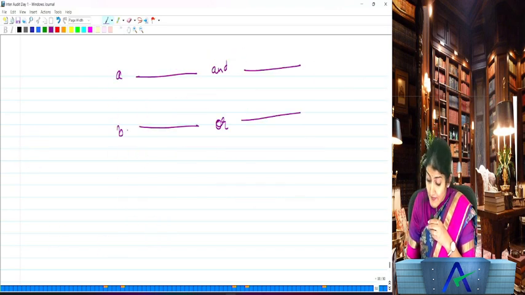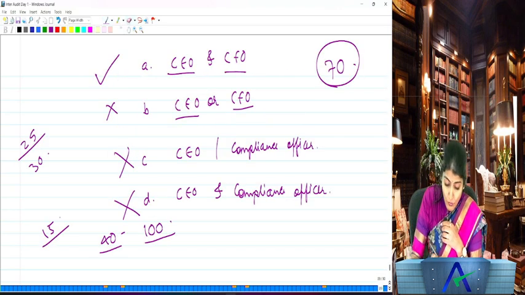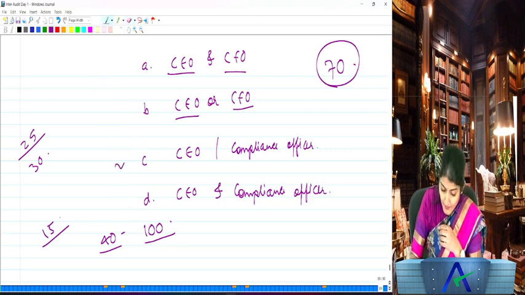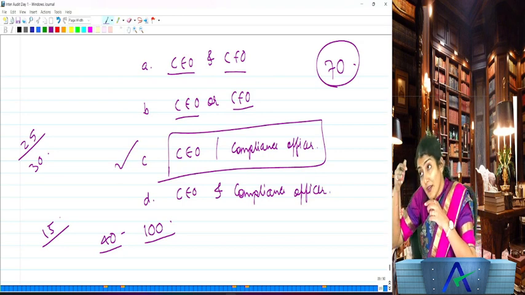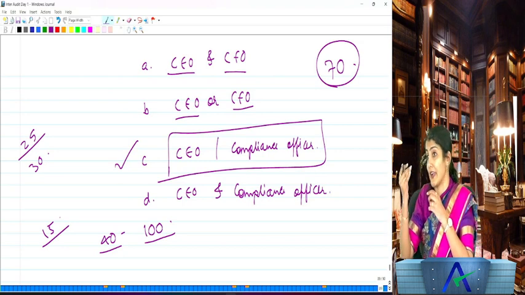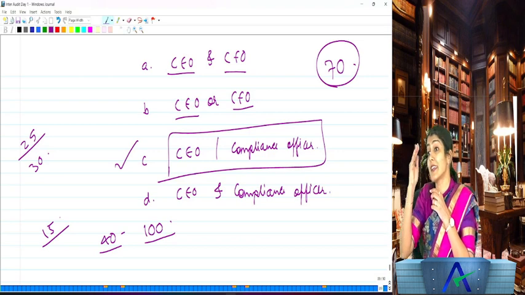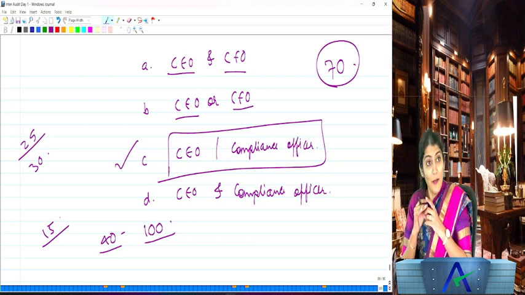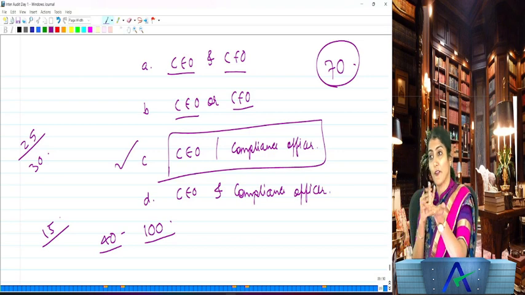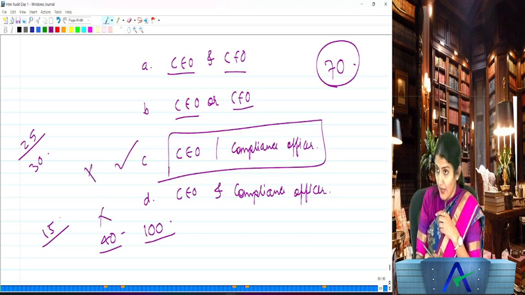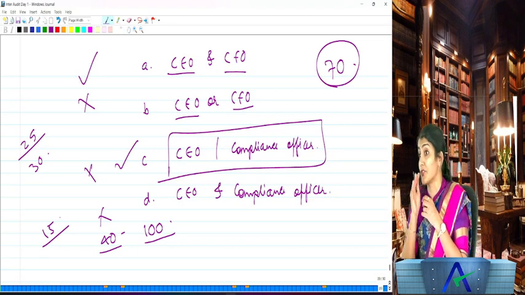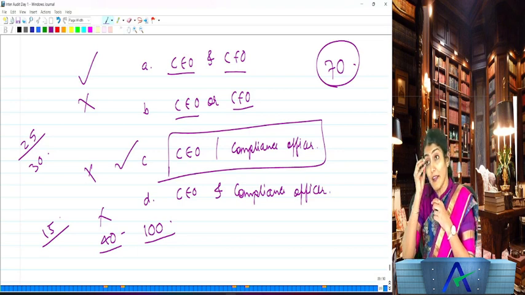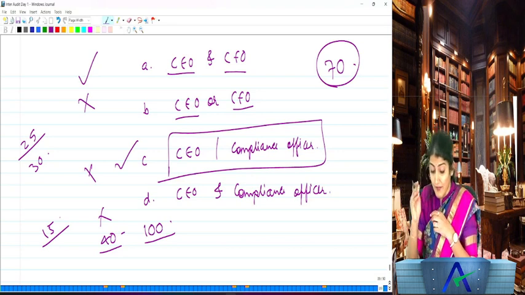So anyways, what is the correct answer over here? It is not A. The correct answer over here is C: the Chief Executive Officer or the Compliance Officer of the listed entity. I am telling you, logic is dangerous. I applied logic, that the CEO and Compliance Officer, who is it? Out. I said, why only one of the two? It has to be both of them. I applied logic. Logic is dangerous. What you need to apply over here is your knowledge.